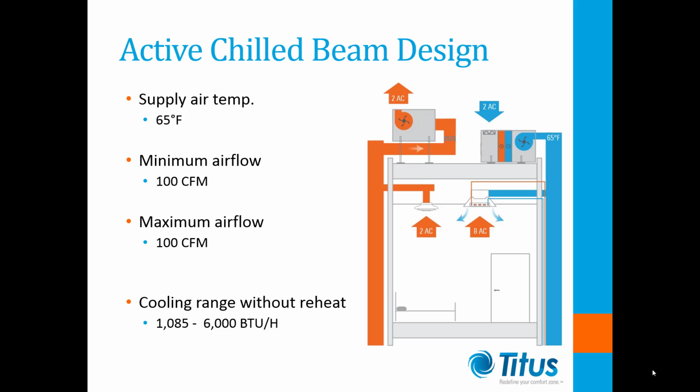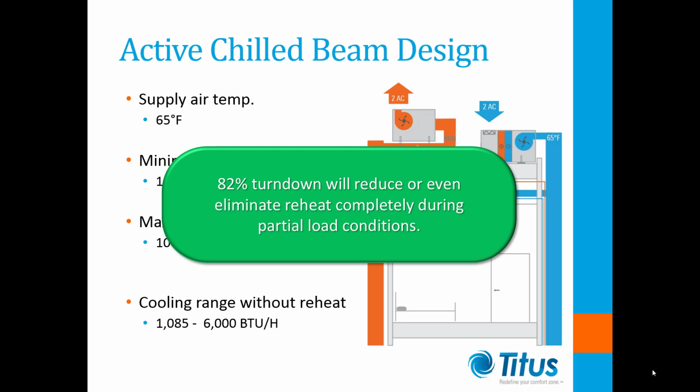Instead, the water flow to the chill beam coil is varied by valves to control the space temperature. The cooling range and turndown has now increased dramatically over a VAV reheat design. The minimum airflow of 100 CFM at 65 degrees provides only 1,085 BTUs per hour of cooling, and maximum cooling is delivered to the space when the chilled water valve is fully open. The turndown in this example is now 82% from maximum to minimum.